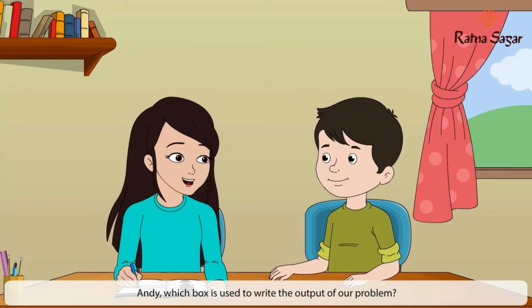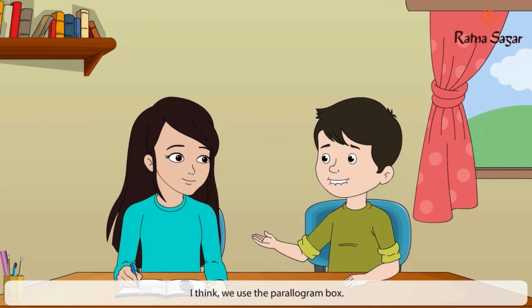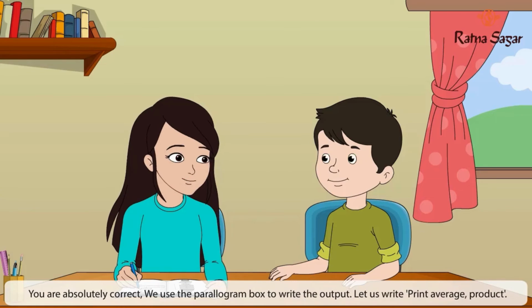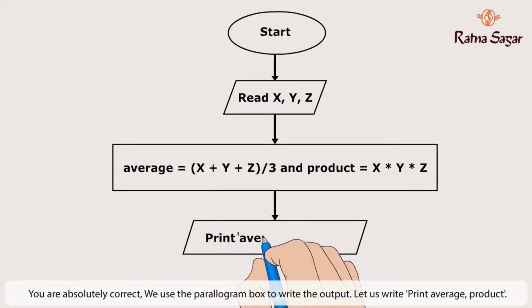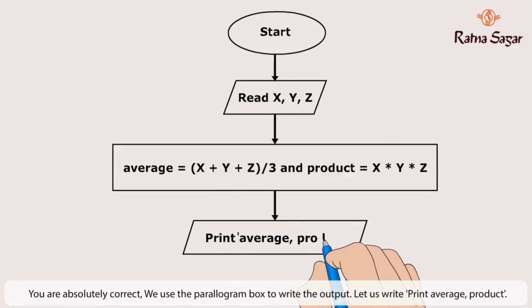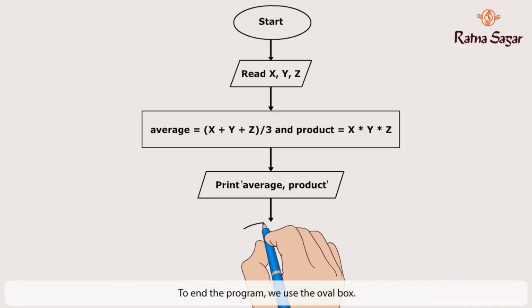Andy, which box is used to write the output of our problem? I think we use the parallelogram box. You're absolutely correct. We use the parallelogram box to write the output. Let us write print average, product. To end the program, we use the oval box.